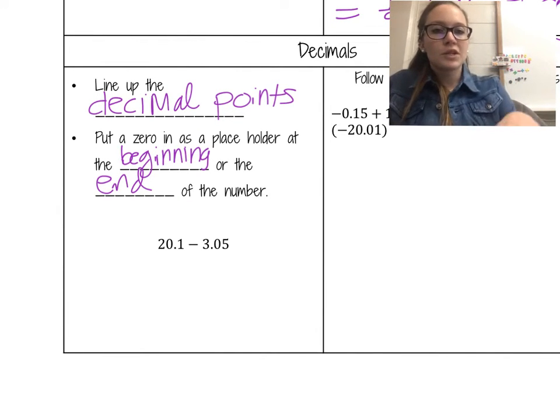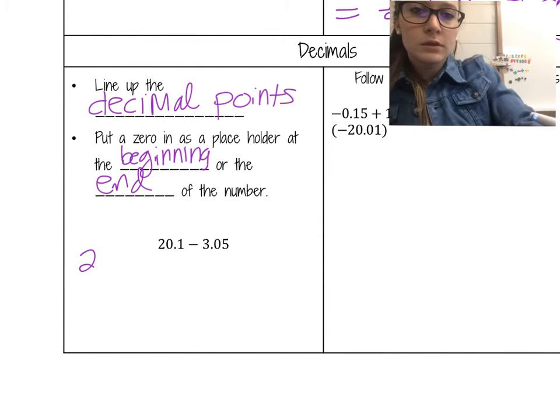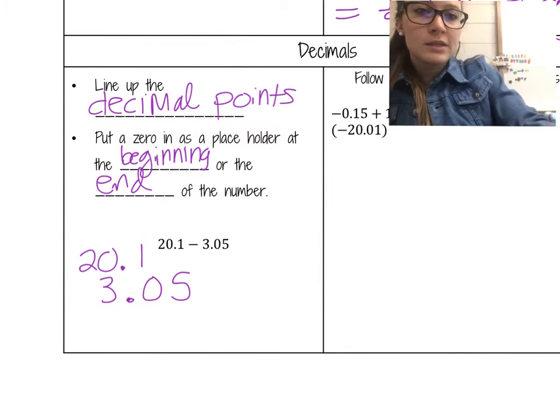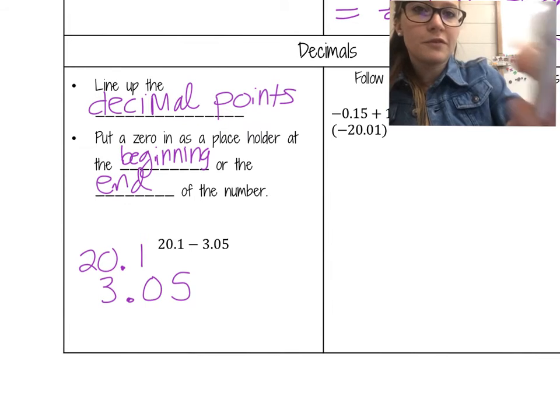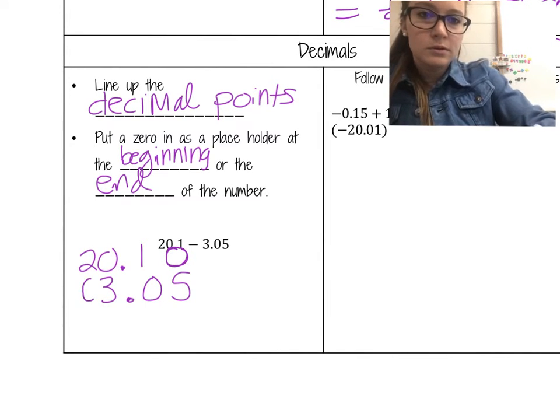So 20.1 minus 3.05. So 20.1, then 3.05. And see how right here, there's not a number above the 5, so I'm going to put in a placeholder 0. And you can put one here too.